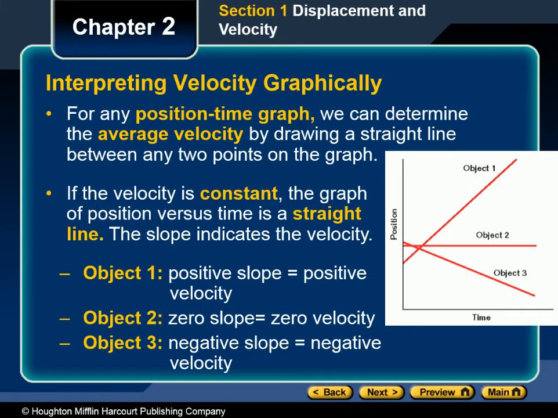Figure 1.7 represents straight line graphs of position versus time for 3 different objects. Object 1 has a constant positive velocity because its position increases uniformly with time. Thus, the slope of this line is positive. Object 2 has a zero velocity because its position does not change, meaning the object is at rest. Hence, the slope of this line is 0. Object 3 has a constant negative velocity because its position decreases with time. As a result, the slope of this line is negative.